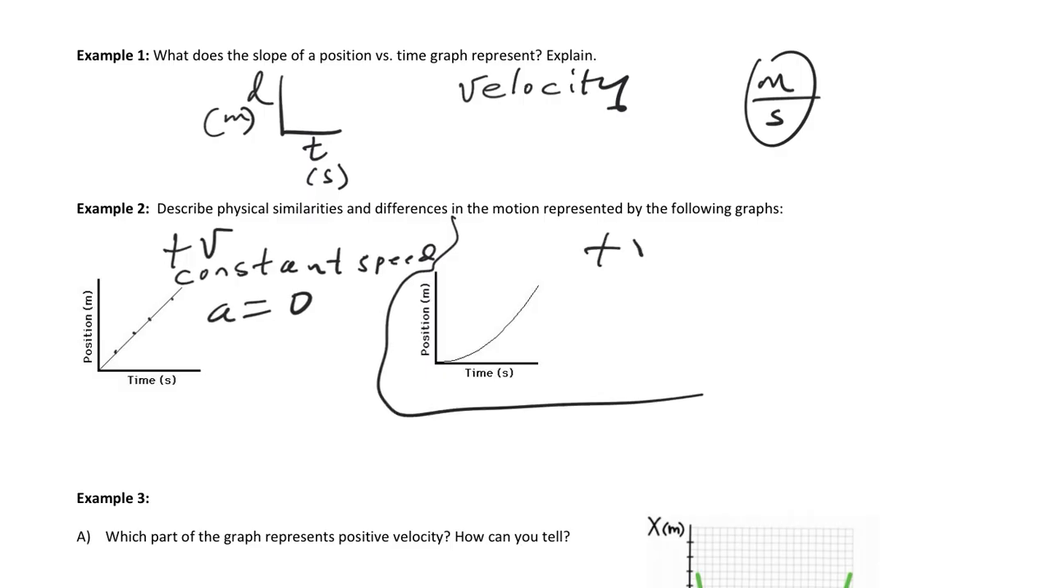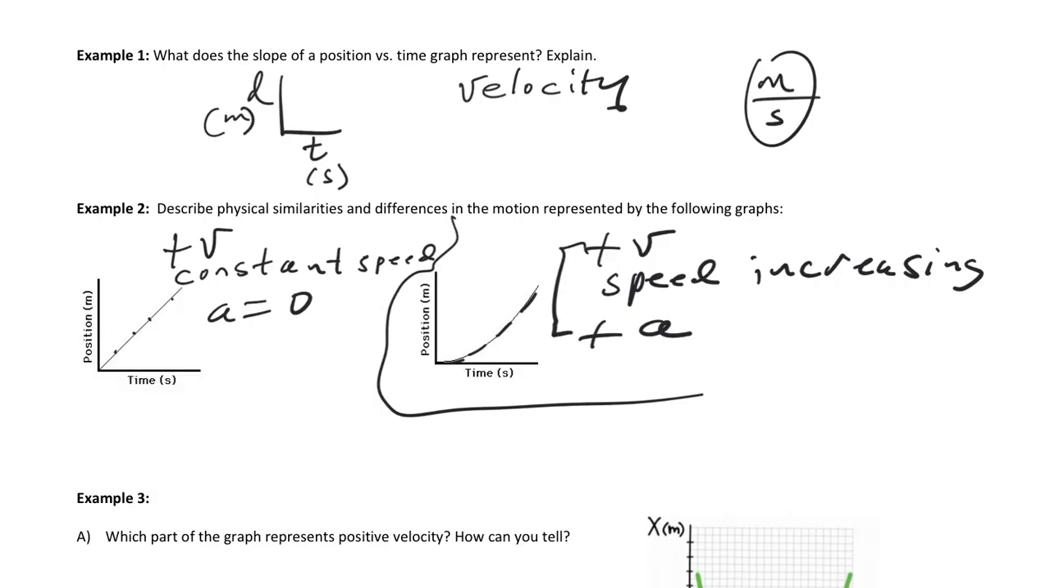is also positive velocity because it's an uphill slope, D versus T graph. But the slope keeps getting bigger and bigger, so speed's increasing. And I could then say it's accelerating, with positive acceleration because if it's increasing, the signs of V and A have to be the same.